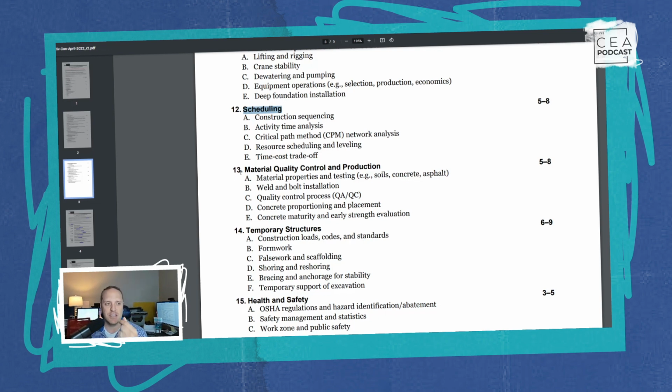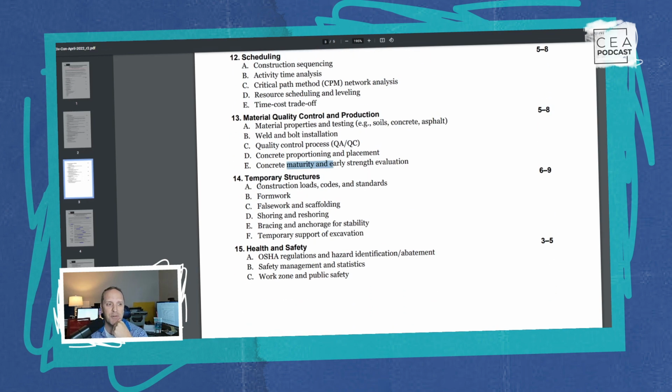Number 13 is material quality control and production, 5 to 8 questions. This deals with material properties and testing, which can include soil, concrete, or asphalt. You also have welding and bolt installation, QA/QC processes, construction, concrete proportioning and placement, as well as concrete maturity and early strength evaluation, knowing the early strength of concrete. 5 to 8 questions for that section.